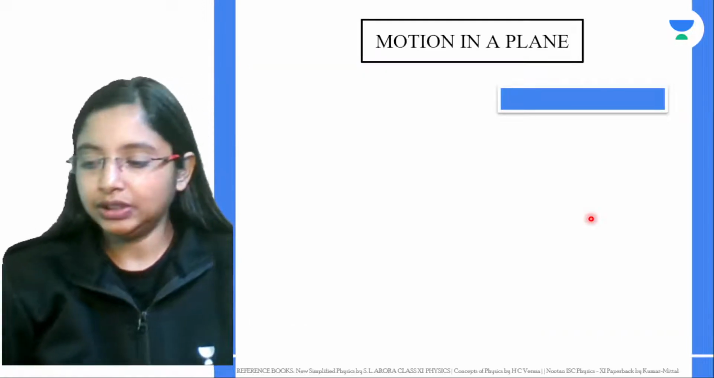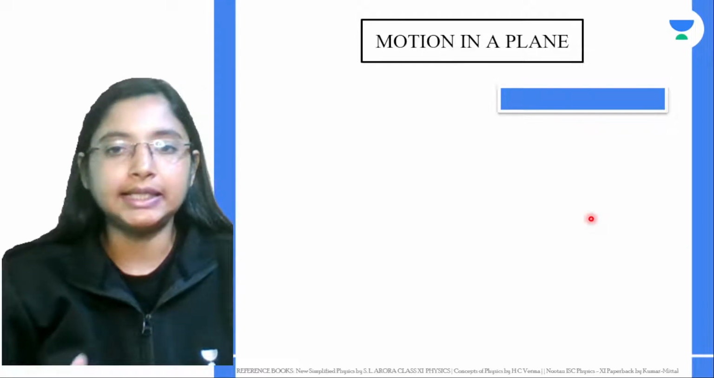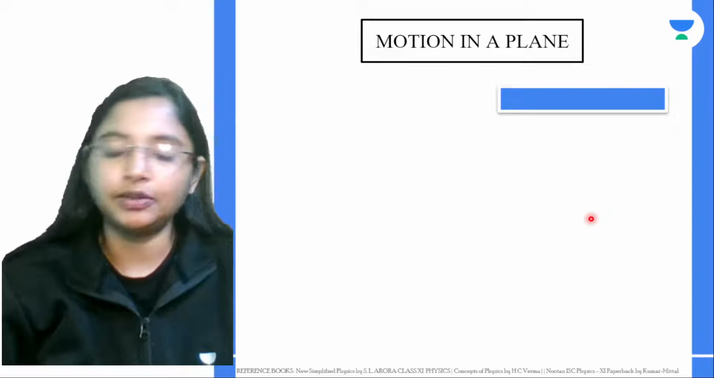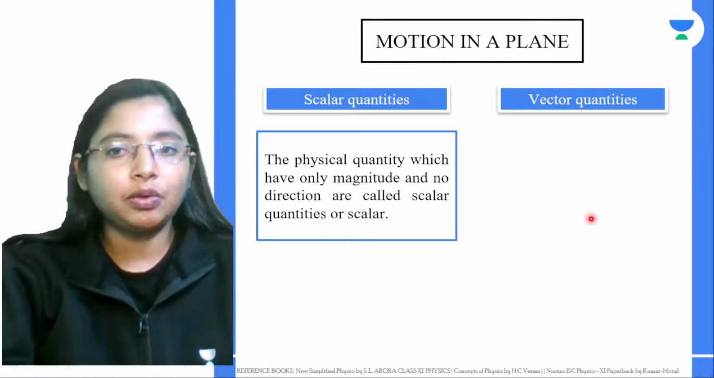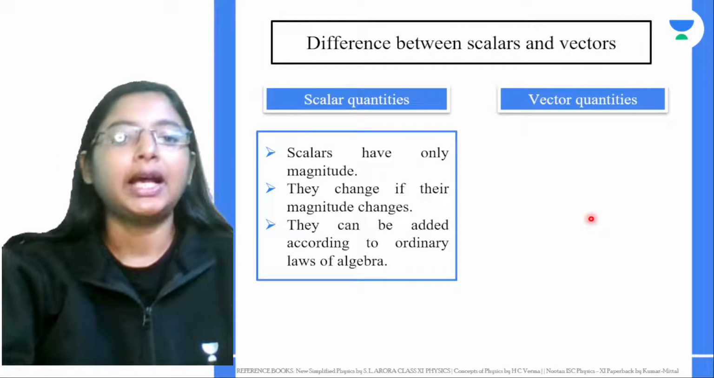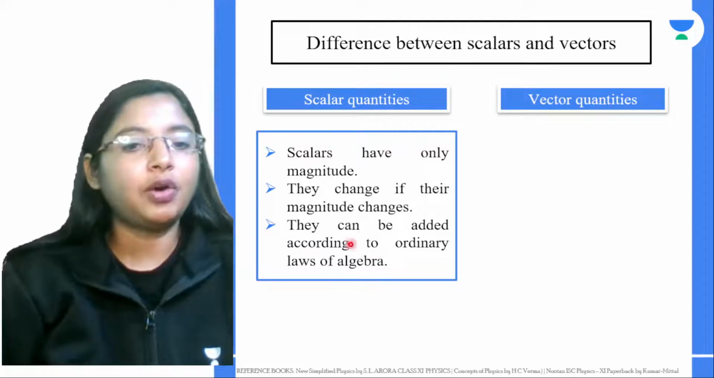Now with that note, last class we already started concepts from motion in a plane. If you have any doubts about any of the concepts we discussed in the last class, you can ask me. Otherwise we will start with today's class. So we learned about scalar quantities and vector quantities. Scalar quantities have magnitude, and they change only in magnitude and are added using the ordinary law of algebra.